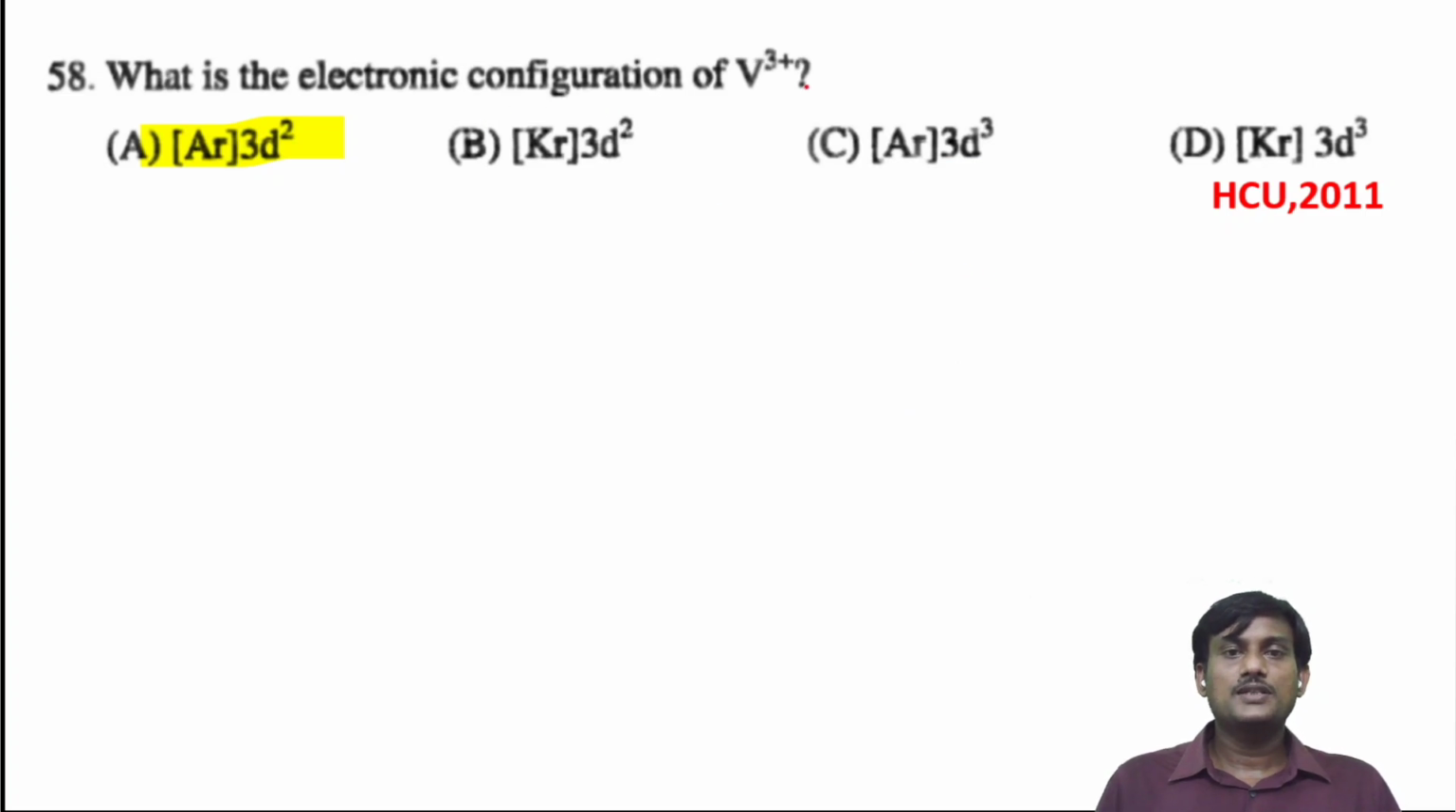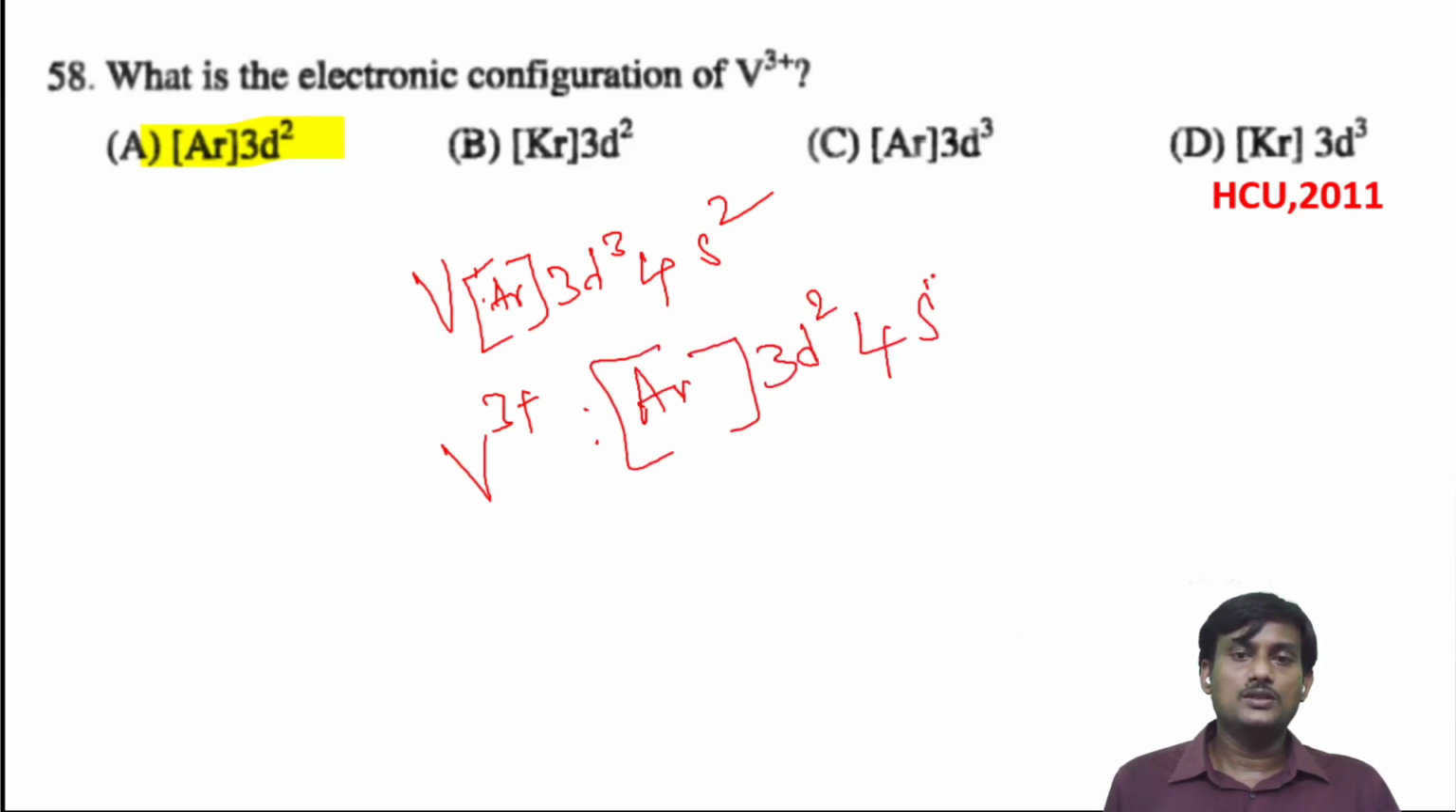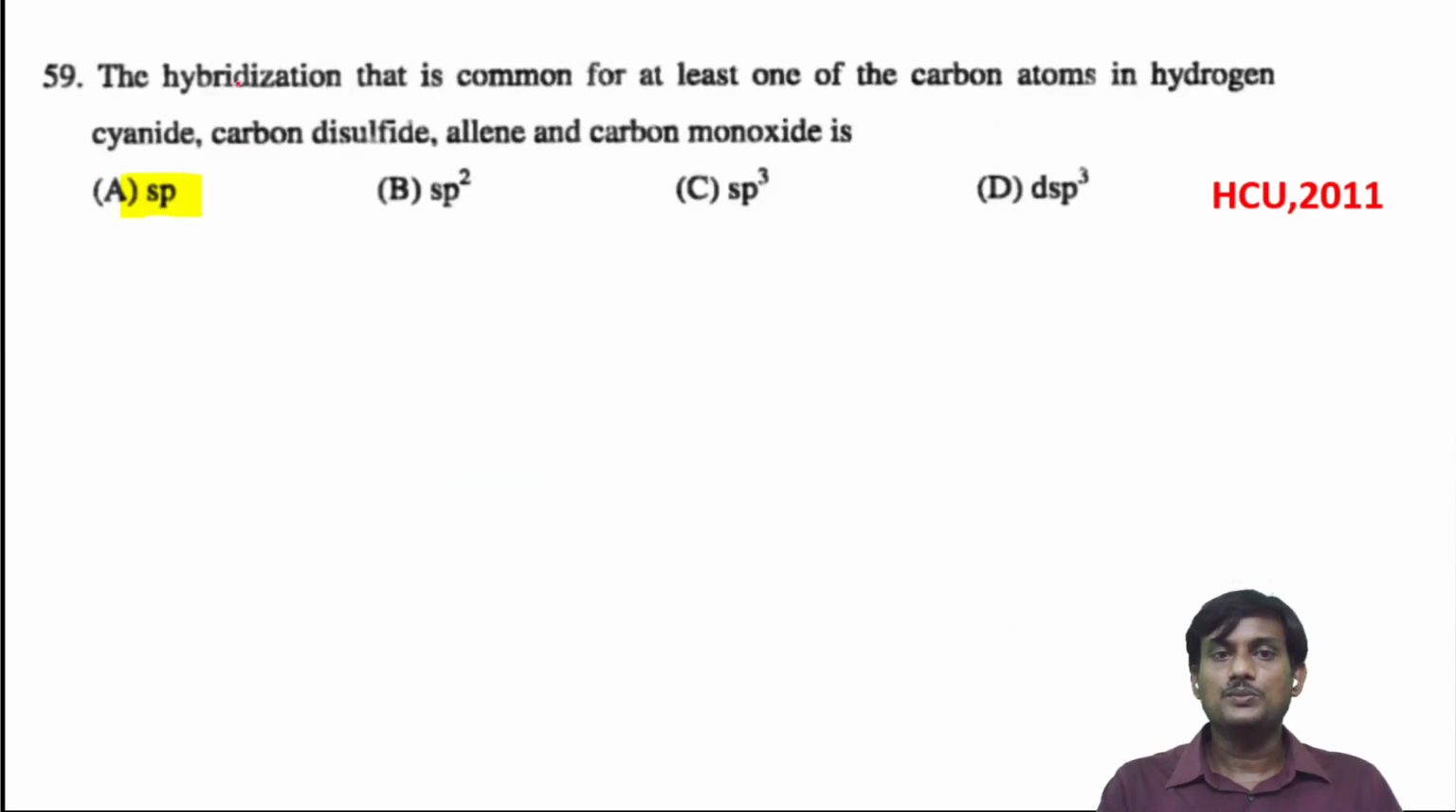What is the electronic configuration of the V3+ ion? Vanadium is argon 3d3 4s2. When you remove 3 electrons, it will be argon 3d2 4s0. So the electronic configuration will be argon 3d2.